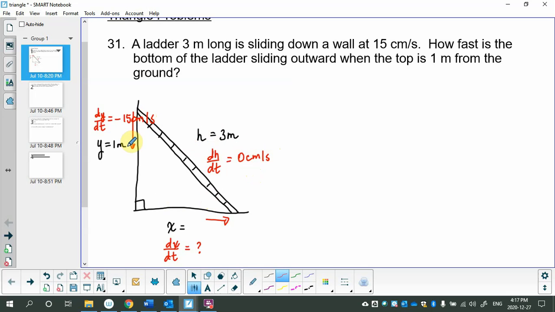It also means that I have a problem with my units. I've got centimeters, I've got meters, I've got centimeters, I've got meters. I'll want to kick this out in centimeters. I'll have this in meters. So I'm going to take a minute to actually find that X based on what I've got.